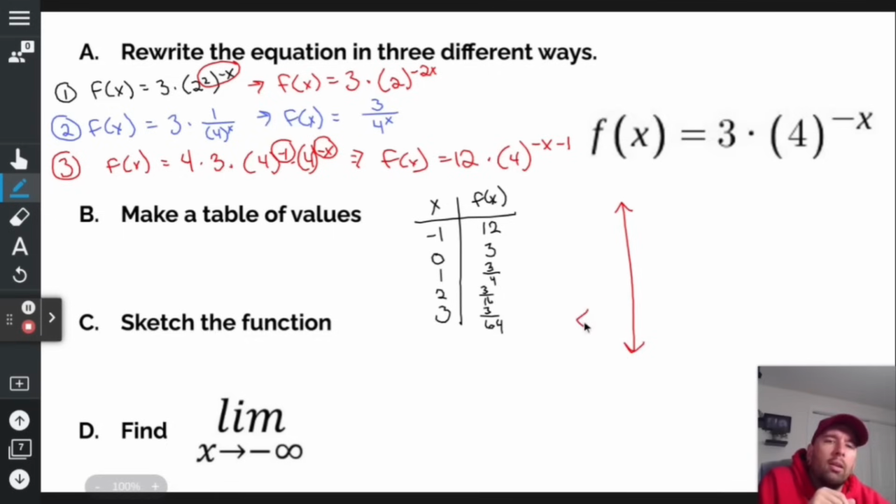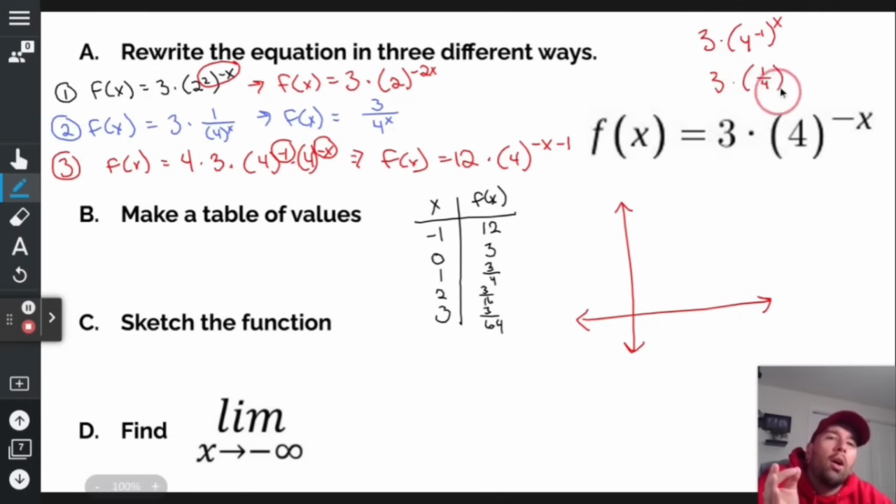Let's plug this in. It actually is exponential decay, because here's a fourth way that I can write this out. You ready? This is why this is exponential decay. I can write this guy out as 3 times 4 to the negative 1 times x, which is the same thing as 3 times 1 over 4 to the x. So that's why this shows up. It doesn't seem like it's exponential decay at first because of that 4, but it is.